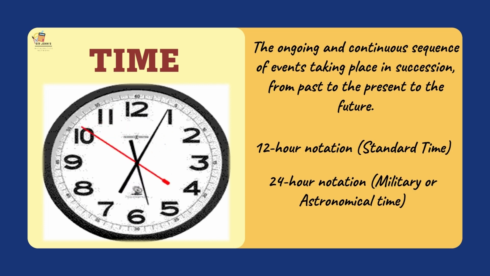Military time prevents ambiguity by using the 24-hour notation where the counting of the time continues all the way to 24. In this notation, let's say for example, 1 o'clock p.m. is expressed as 13 o'clock and 5:30 p.m. is expressed as 17:30.